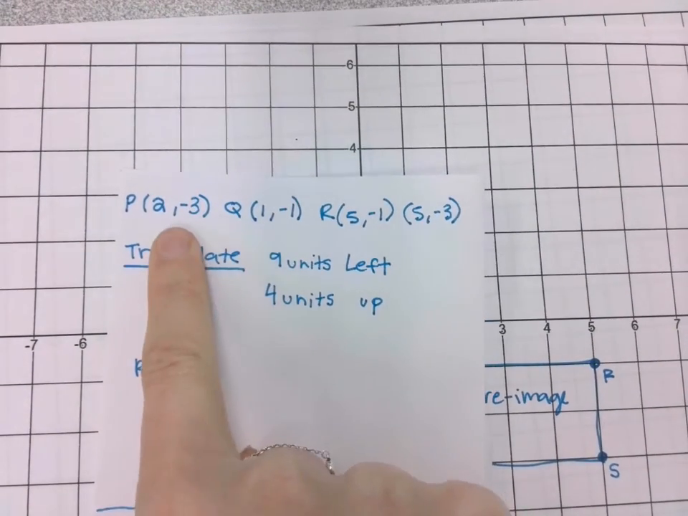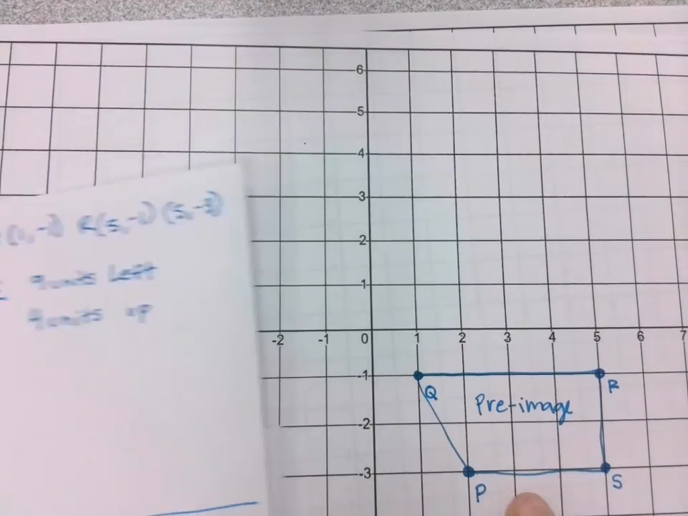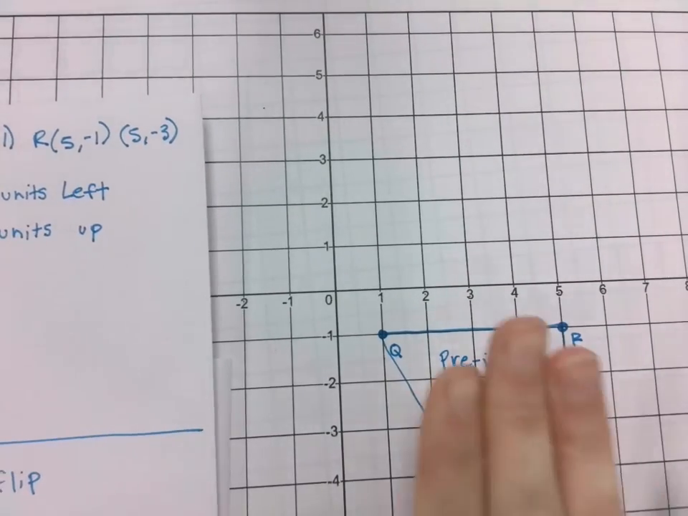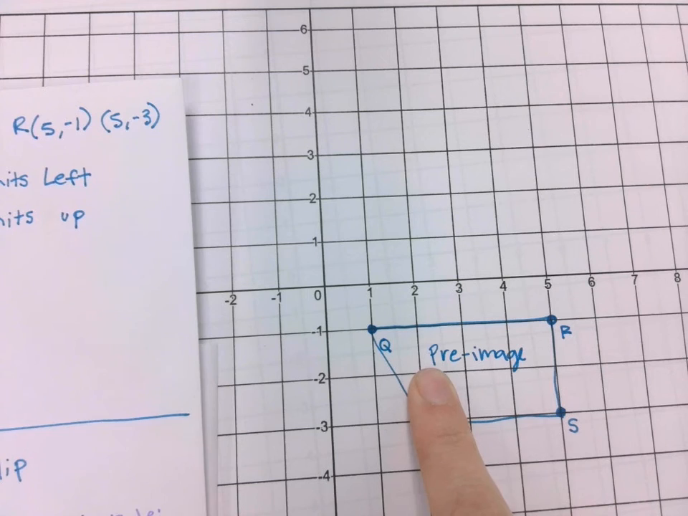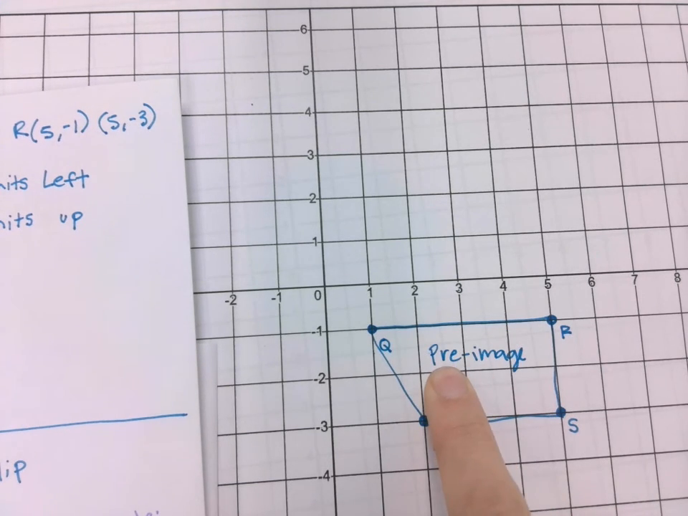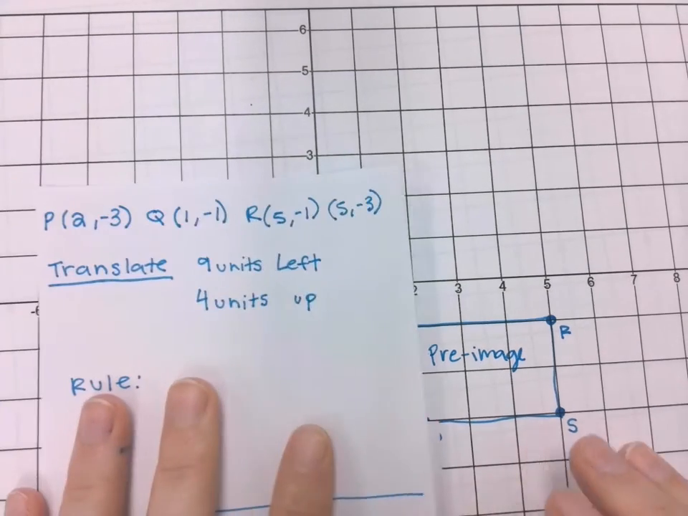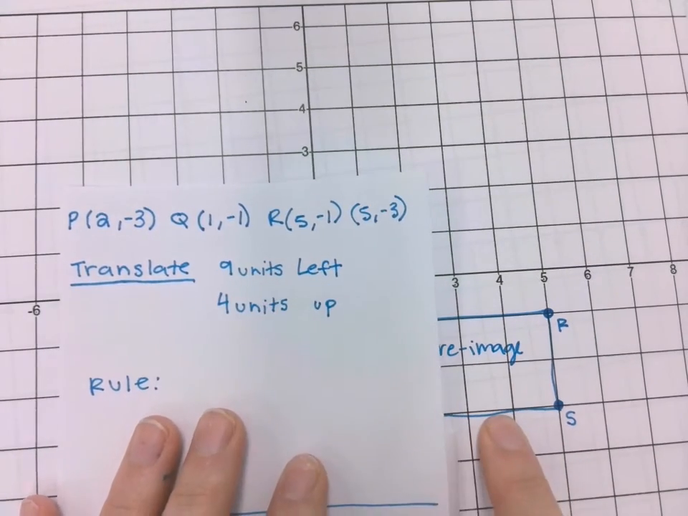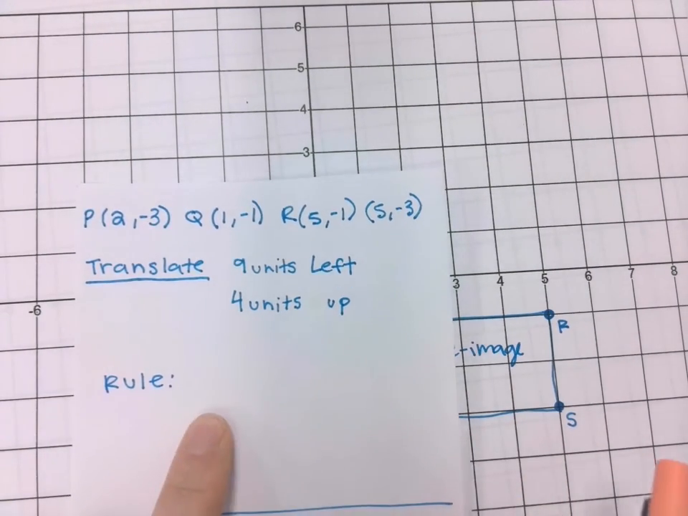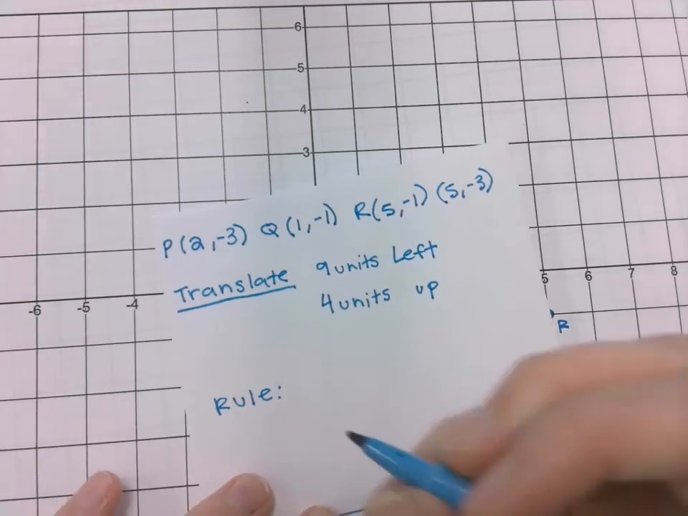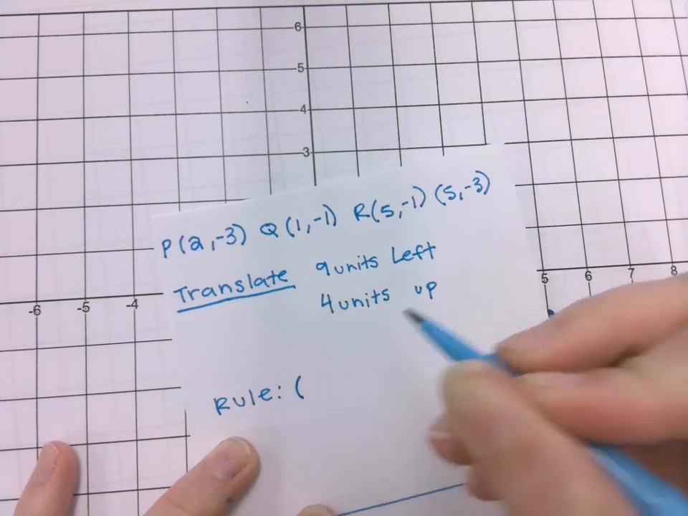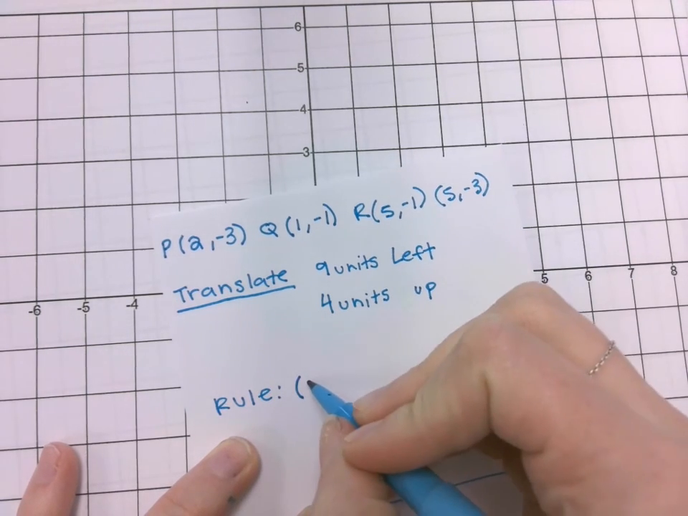So the first thing that we are going to do is graph the image. Notice I've already done this. We call this image the pre-image because it is the image before it is moved, the image before it has been transformed. So the first thing that we are going to do is translate this image. So I want us to use the rule. The rule is my x value.